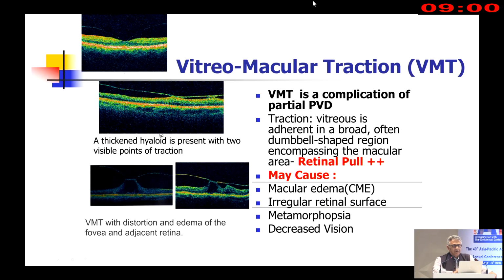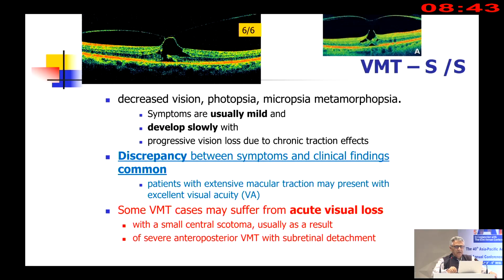In contrast, VMT is again an interface disorder where the element of pull is there. You see, this retina is getting tented up. If retina is getting tented up, remember the photoreceptor layer will get pulled up and you may have metamorphopsia. And if it persists for a long time, you may have decreased vision and CME also.